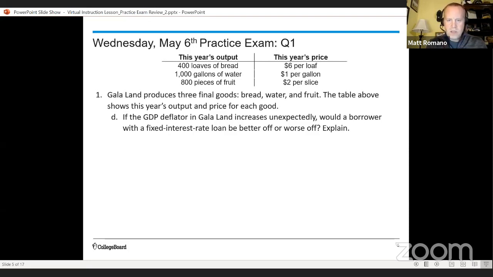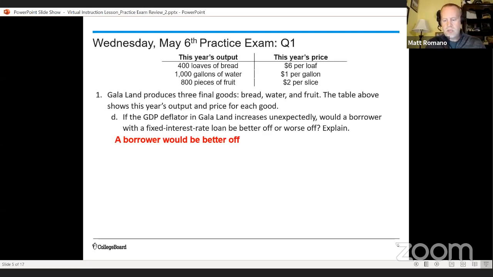The GDP deflator increased unexpectedly. We have unanticipated inflation, and it's asking, you have a borrower at a fixed rate loan. Are they going to be better off or worse off as a result of that? That's the only thing we're considering, is that the borrower with a fixed rate loan, when inflation occurs unexpectedly, are they better off or worse off? And then explain. The borrower is going to be better off.